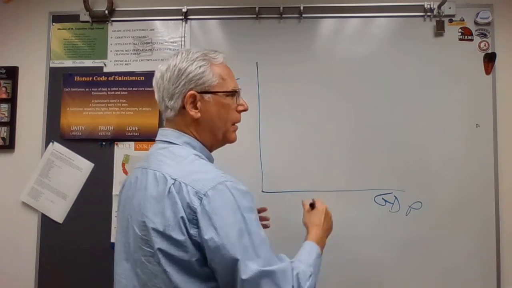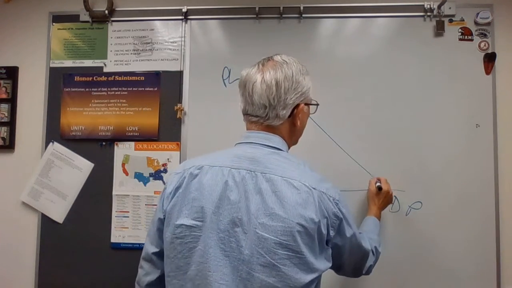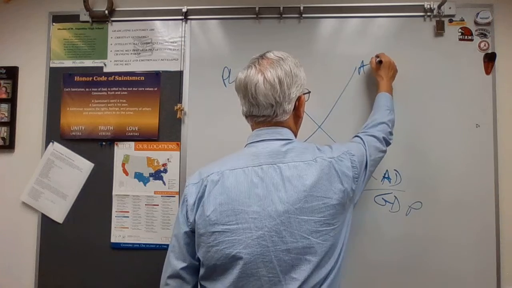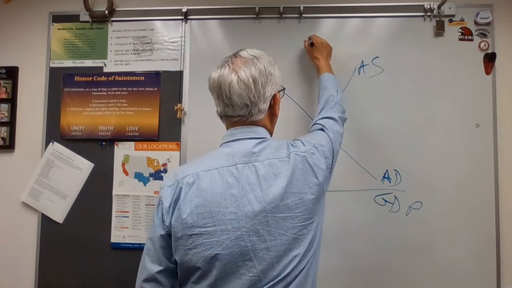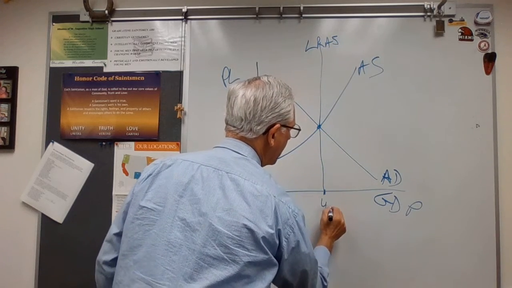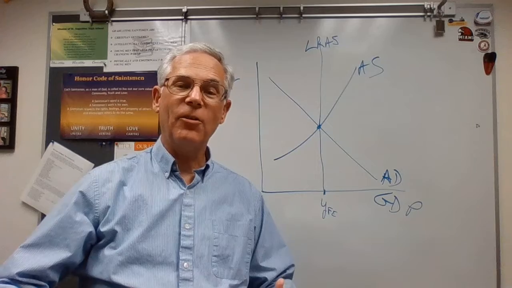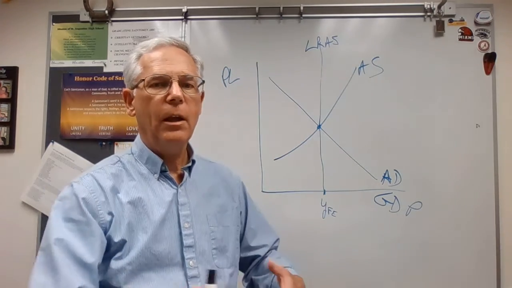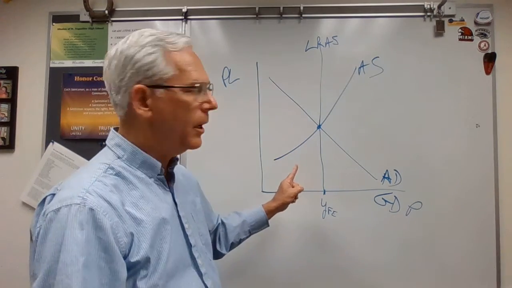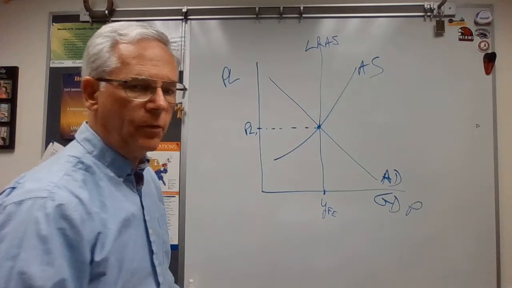And let's imagine that a nation started off in long-run equilibrium. Aggregate demand, aggregate supply, long-run aggregate supply, right at the point where we're at full employment output. So remember, we had the concept of long-run equilibrium in microeconomics. In macroeconomics, this is what long-run equilibrium looks like. All three of those lines coming together at that price level. We'll call it price level 1.